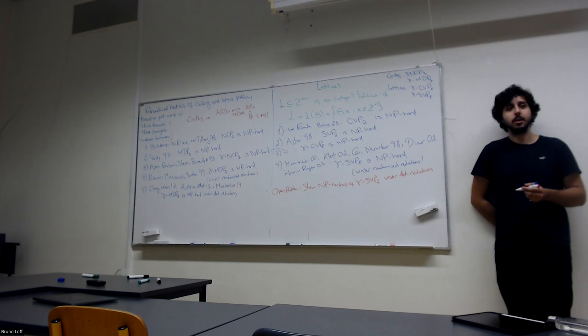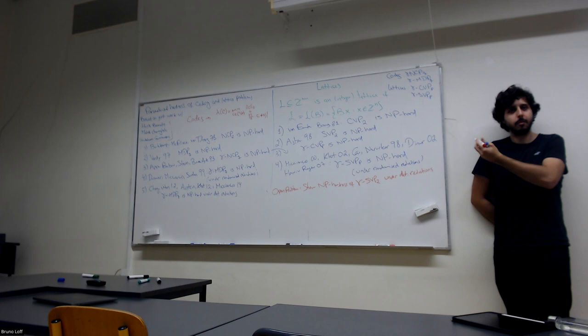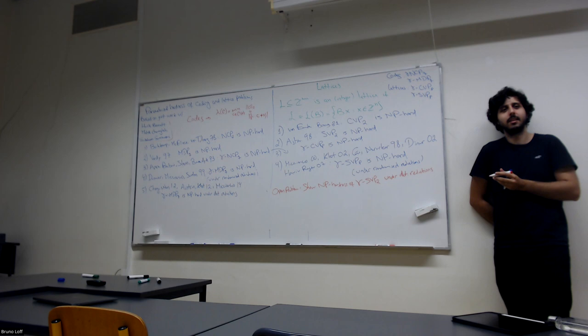Really the ideas are very similar to the coding world. It's the same kind of combinatorial object, but it's a lattice instead of a code, and only one constraint. So the proof uses something about the distribution.